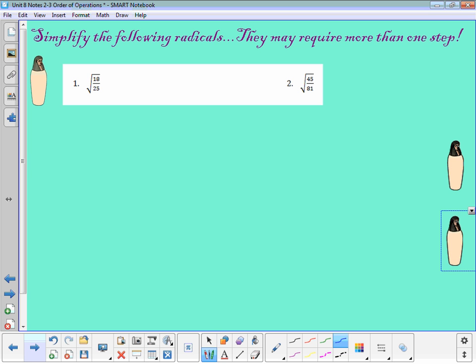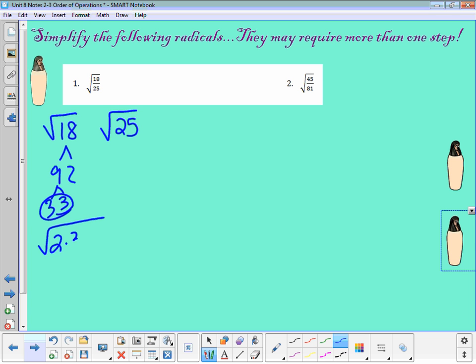The first thing I'm going to do is simplify each of those radicals. So I have the square root of 18 and the square root of 25. Well, we just did 18 at the top of the page. I have that pair of 3's, so this is the same as 2 times 3 times 3. Take out that pair of 3's, and we get 3 square root of 2. 25 breaks down to 5 and 5.